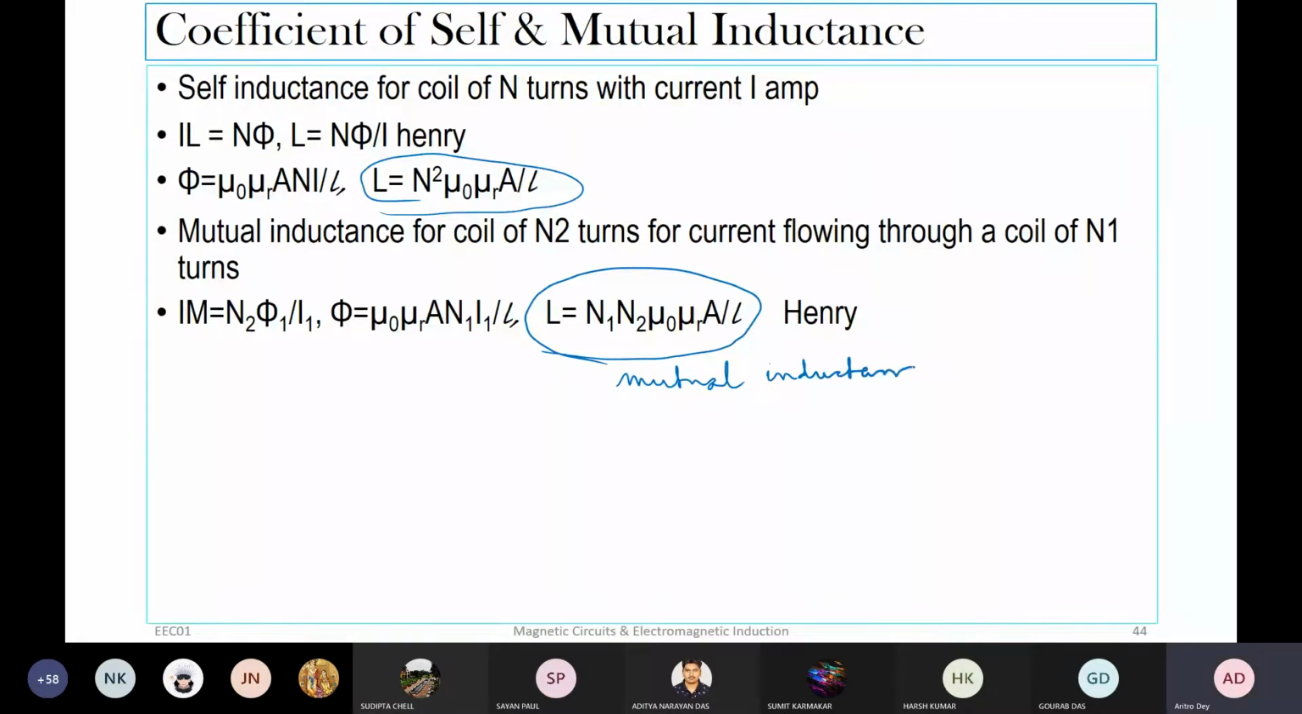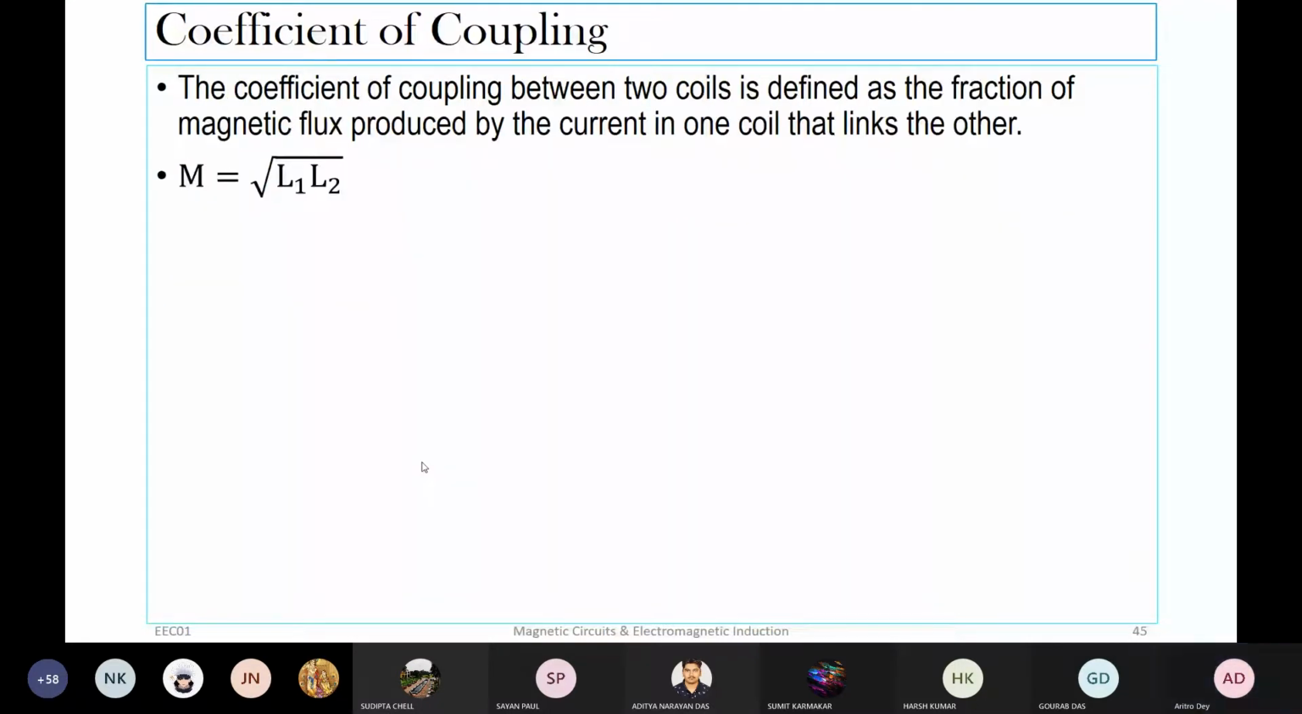Okay. So now, what is the coefficient of coupling? Coefficient of coupling between two coils is defined as the fraction of the magnetic flux produced by the current in one coil that links the other.